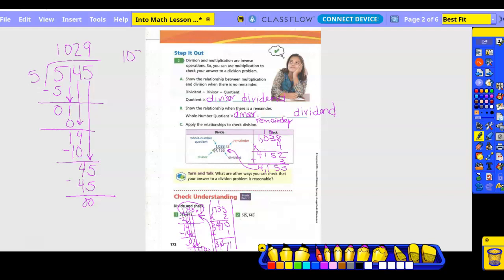So now I'm going to take 1,029 times 5. 9 times 5 is 45, so the 5. Carry the 4. 5 times 2 is 10, plus 4 is 14. Carry the 1. 5 times 0 is 0, plus 1 is 1. And then 5 times 1 is 5. Does this match that? Yes. So our 1,029 is the correct answer.